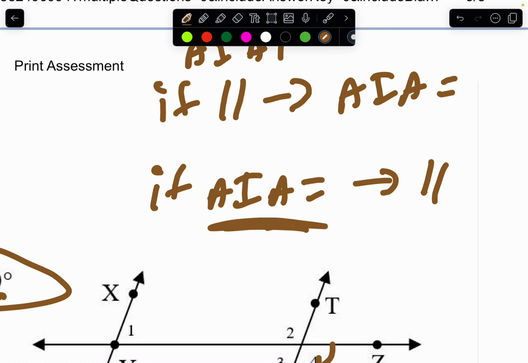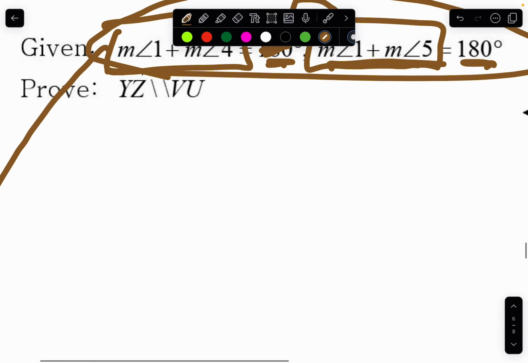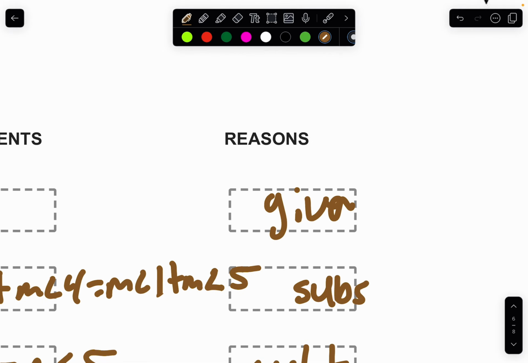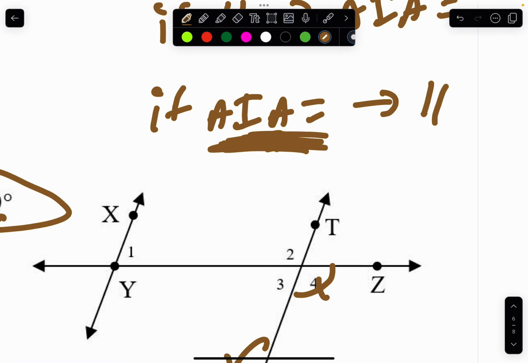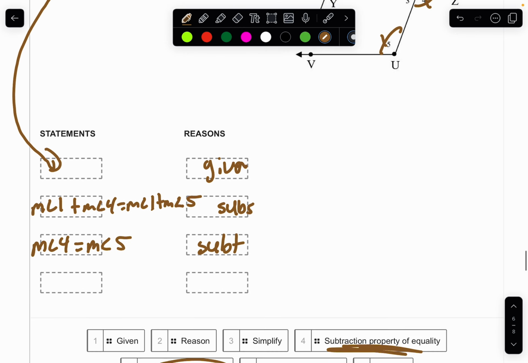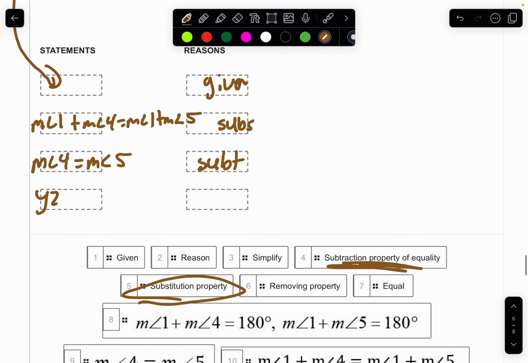What do I know? How do I know it? I know that the alternate interior angles are equal. How do I know it? That was substitution, okay? What does that mean? Well, if the alternate interior angles are equal, it means that the lines are parallel. So we now know that these lines, YZ and VU, we know that YZ is parallel to VU. So that's what we know now. How do we know it? It is the alternate interior angles converse.